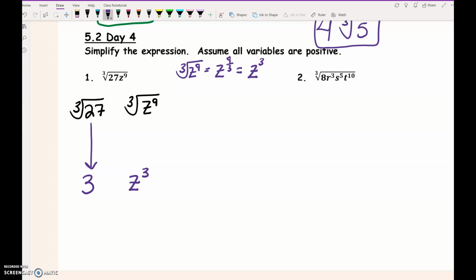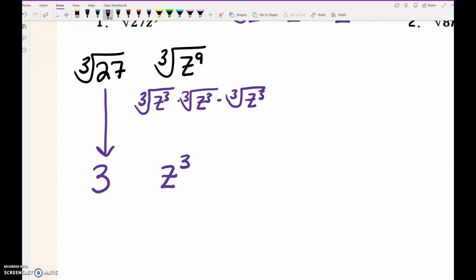Here's another way of thinking about it that's going to help with the next problem a little bit more. We can split this into the third root of z to the third times the third root of z to the third times the third root of z to the third. We still have all 9 z's. There's 3 of them here, 3 in the second one, 3 in the third one. 3 and 3 and 3 is 9. So all 9 z's are there, we just split them up into groups of 3.